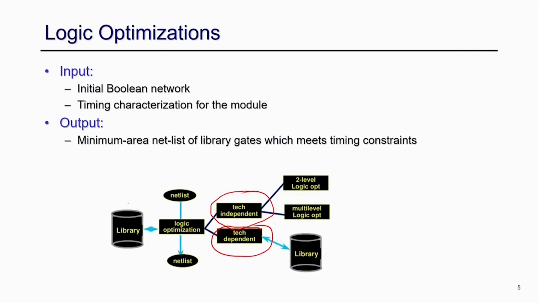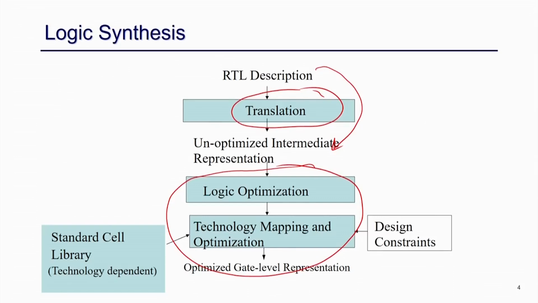So in technology independent optimization, we just think that we have a library of gates there, maybe we have only AND gates or OR gates, and we try to replace the whole thing using those equivalent gates. For example, say maybe you have only NAND gates, or NAND and NOT. So you try to replace your whole design using only NAND and NOT gates and so on.